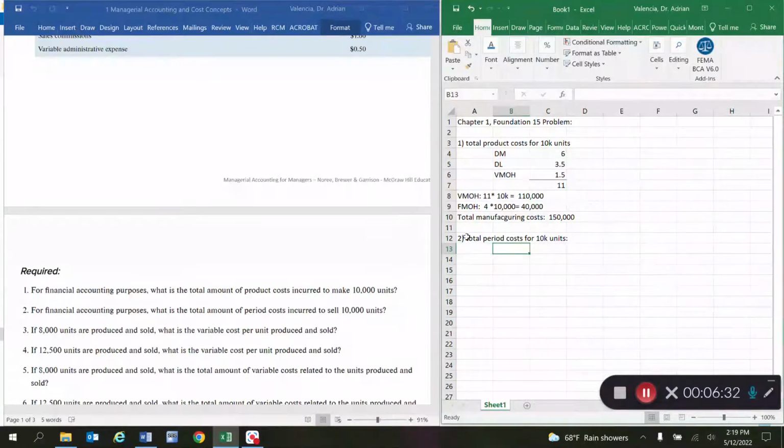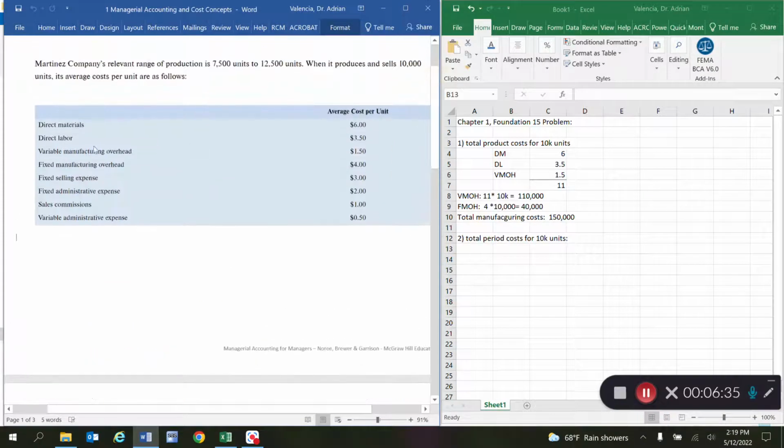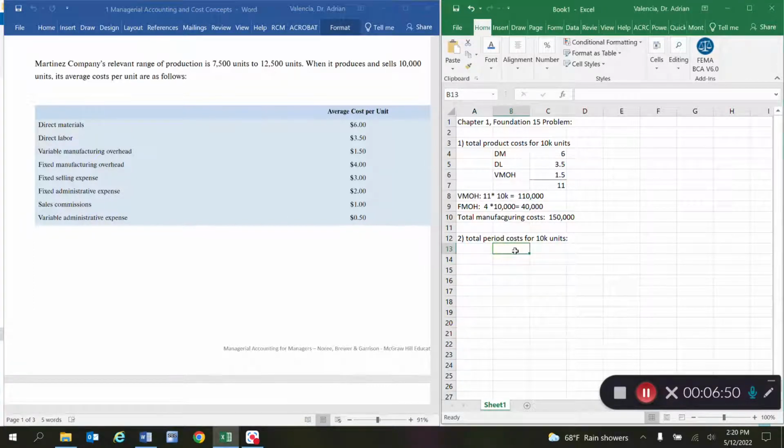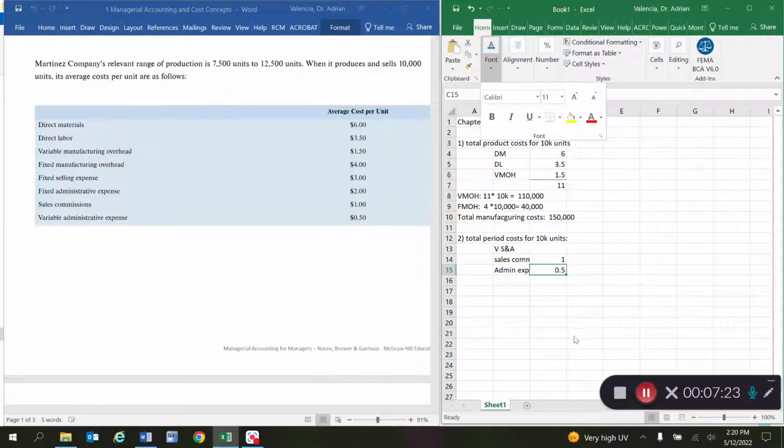Okay, so the first thing we have is the variable items for administrative and sales. So for the first one is sales commissions. That would be our first variable selling and administrative item. So sales commissions, that is $1 per unit, and we have variable admin expenses, and that is 50 cents. So the total here is $1.50 per unit.